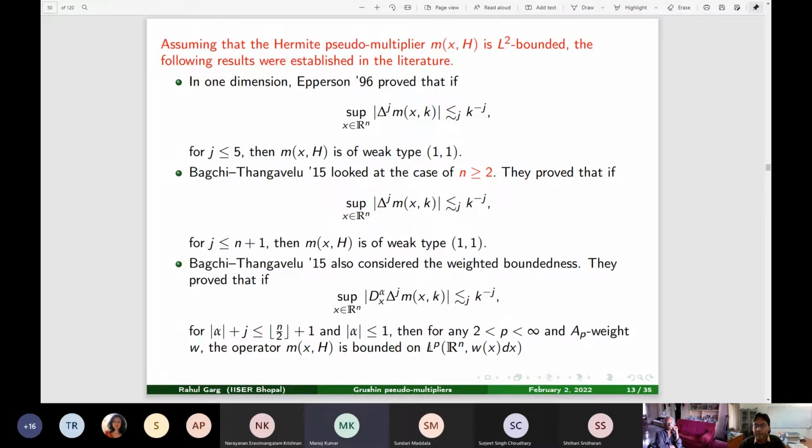They also looked at weighted boundedness results, and they proved that if you take not only the derivative in the spectrum, but also allow at least one derivative, you see this condition I'm writing, mod alpha less than or equal to 1. So you take differences or derivatives as well as one derivative in x, and you allow it to decay like k to the power minus j. In that case, they could prove that you have Ap weight boundedness for p bigger than 2. And increasing the number of derivatives up to n+1, they actually got all Ap boundedness for 1 less than p less than infinity. By the way, I think this should be Ap by 2; w should come from Ap by 2. Sorry about it.